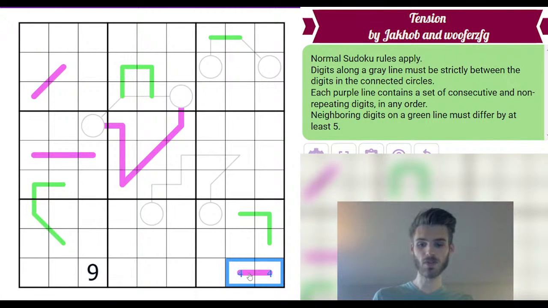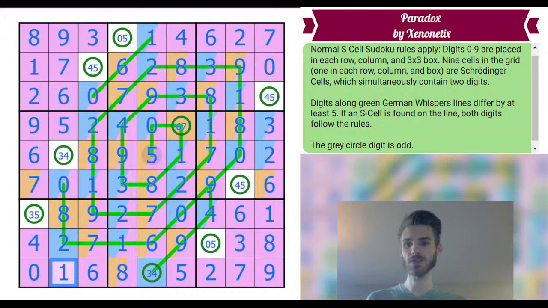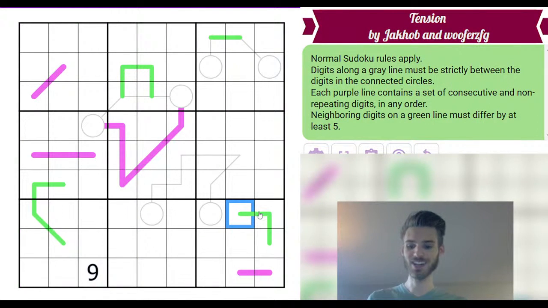If this was a 4, this could be a 3 or a 5. And these green lines have to be German whispers, which we've already looked at this stream in this puzzle. But these are a little bit easier because these are just the normal digits. So if this is a 1, this could be a 6, and this couldn't be a 6, this could be a 7. This could be another low digit. They oscillate in parity, of course, like everyone I'm sure in this chat understands.